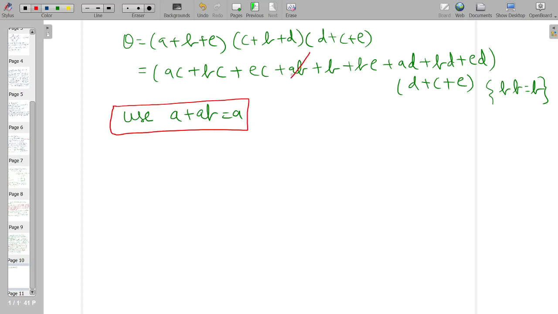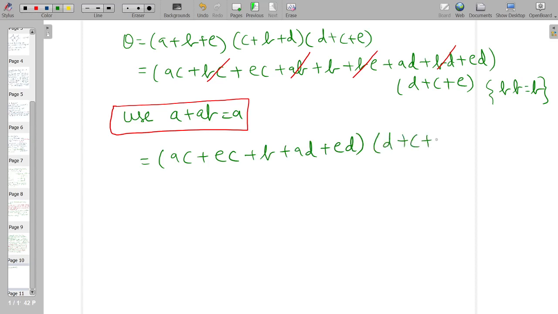Okay, when I use this, you can see that AB, BC, BD can be omitted. So I will have AC plus EC. Okay, I can also remove this BE. So I have AC plus EC plus B plus AD plus ED multiplied with D plus C plus E.